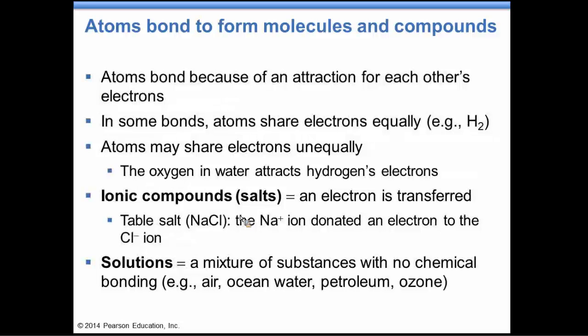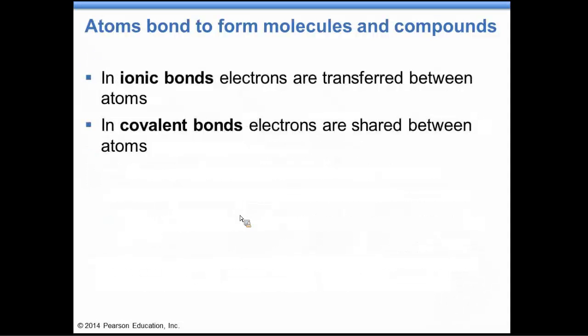Atoms bond together because of an attraction for one another's electrons. Some of these bonds are equal and others are not. When electrons are shared between atoms, a covalent bond forms. In compounds in which the strength of attraction is sufficiently unequal, the electron may be transferred from one atom to another. This creates oppositely charged ions that form ionic bonds.